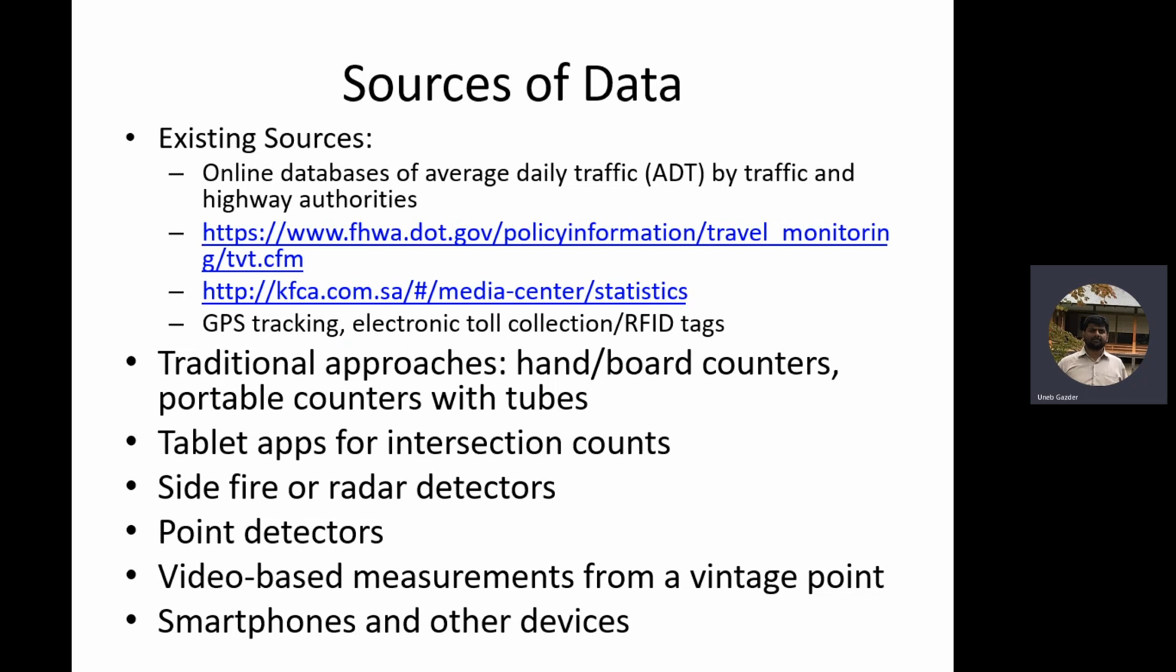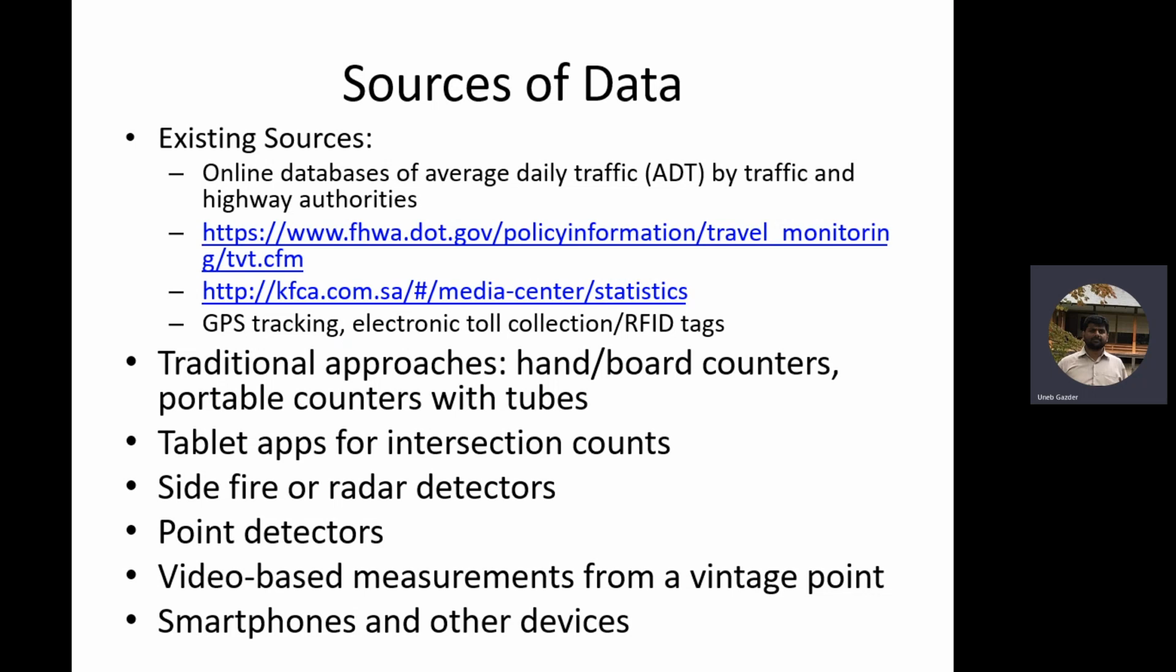No problem. Okay, so we talked about the counters, hand counters, the apps. Then we have detectors. This one is automated. Side fire or radar detectors are those installed on the side of the road. We call them side fires because of their position. They are installed on the side of the road and the vehicle passes in front of them and the counter.